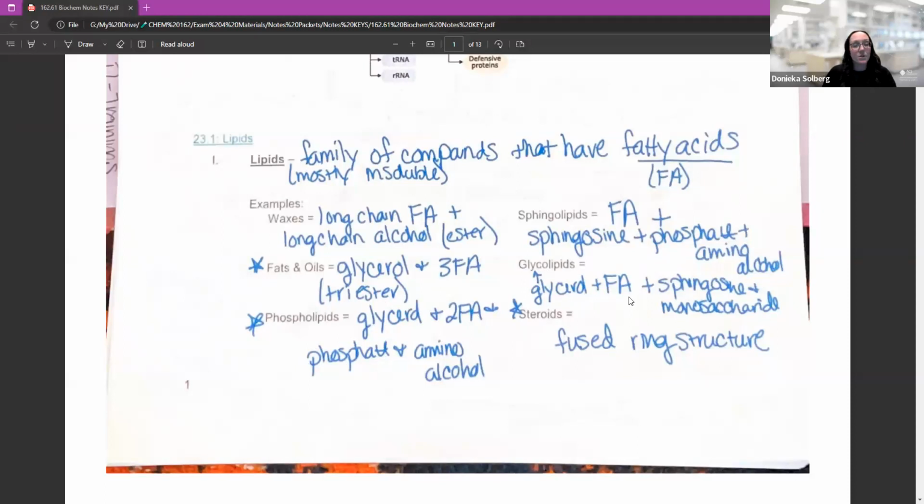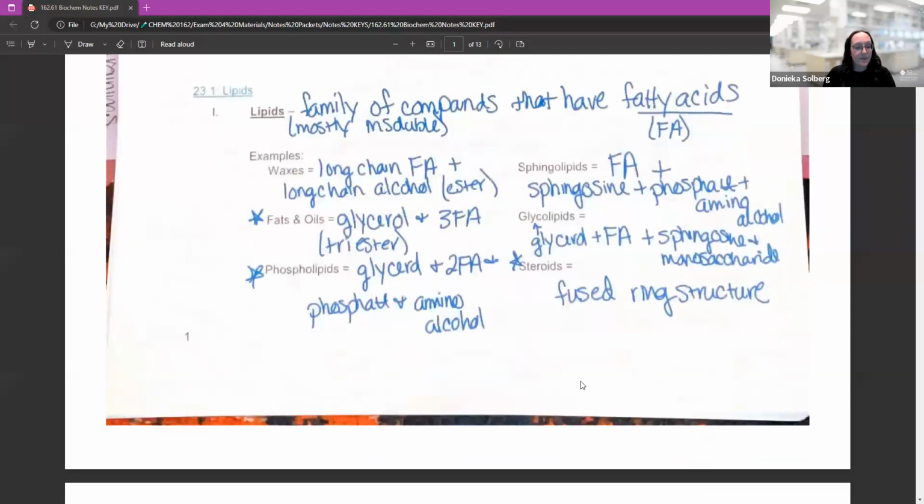And steroids. You'll notice steroids don't have specific fatty acids, but they are a fused ring structure. Still very insoluble, and that's why they fall under this category. So these are the three that we're going to talk about and identify. I'm going to show you what their structures look like.